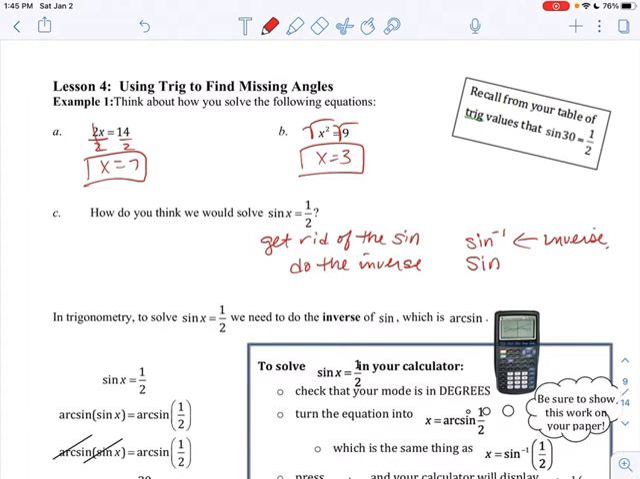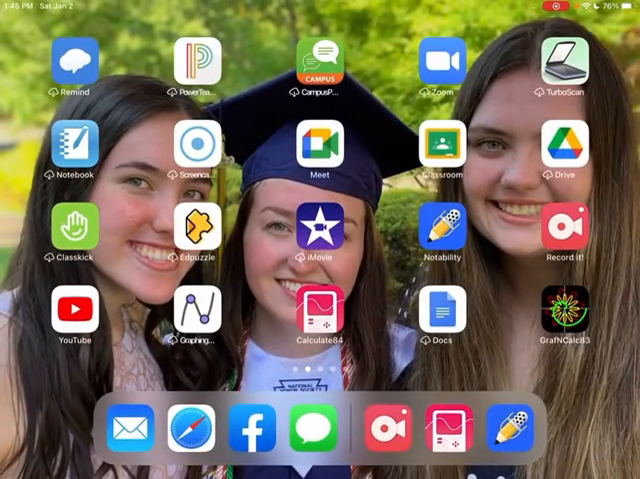If you remember from your table of trig values that we did, the sine of 30 equals 1/2. So if I have sine of x equals 1/2, I want to get 30 as an answer. So I already know the answer. Let's look at our calculator. Again, make sure that your calculator is in degrees. Look at my sine, cosine, tangent. Above each of them is that inverse in blue. So I have sine -1, cosine -1, tangent -1.